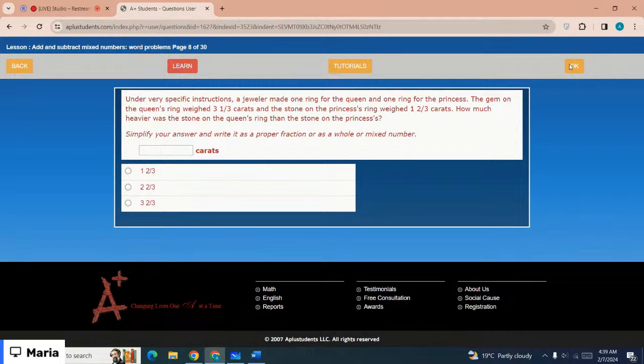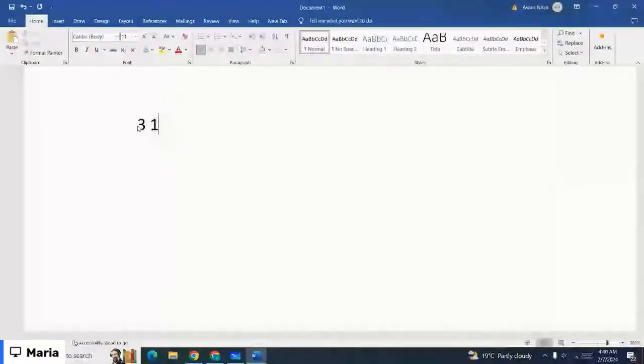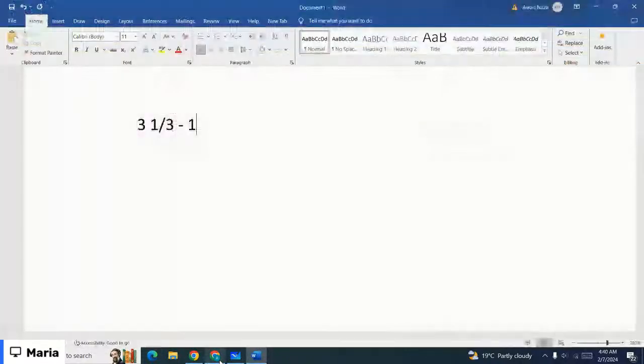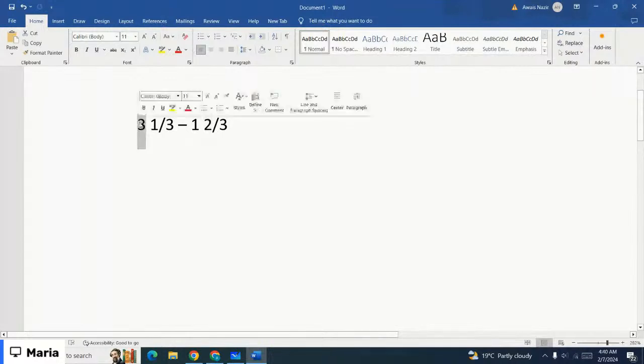How? You have to do the same thing because you cannot subtract this 1 out of 3, right? That is 3 whole 1 over 3 take away 1 whole 2 over 3, right? So look at this one, 1 minus 2. You cannot do 1 minus 2, right? You can do 3 minus 1. For the whole number, you can subtract, but for the fraction, you cannot subtract 1 minus 2. So you need to break down this one.